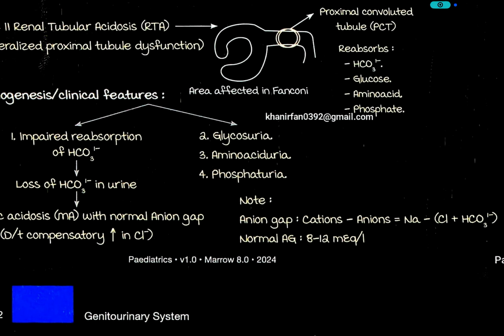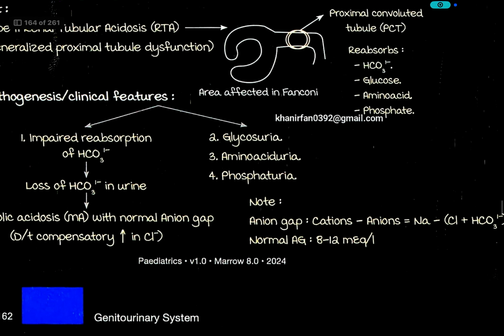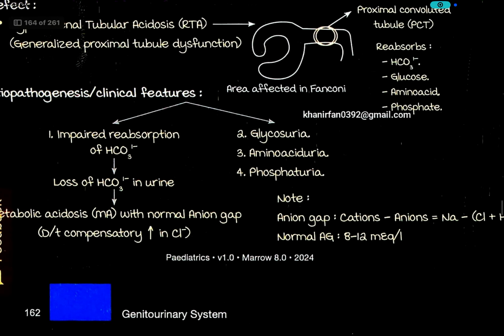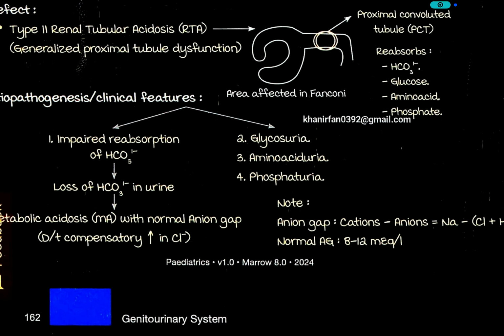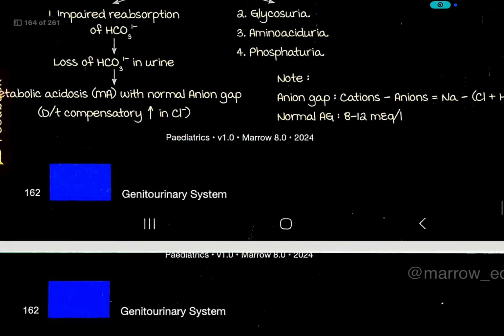Note: anion gap is cations minus anions, equal to sodium minus chloride plus bicarb. Normal anion gap is 8 to 12 milliequivalent per liter. Your cation is sodium and your anions are chloride and bicarb. So the combination of chloride and bicarb subtracted from sodium gives your anion gap. Here there is metabolic acidosis, but the anion gap is normal because there is a compensatory increase in chloride. Normal anion gap should be 8 to 12 milliequivalent per liter.